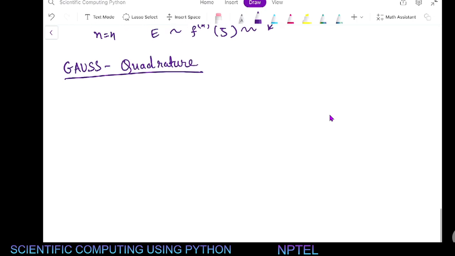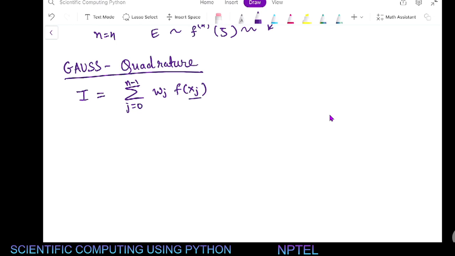What's the idea? The idea is that I is always given as some weight times the function evaluated at those points, right? But if we take these xj's to be fixed, then we only have n degrees of freedom, or n constants to be determined.